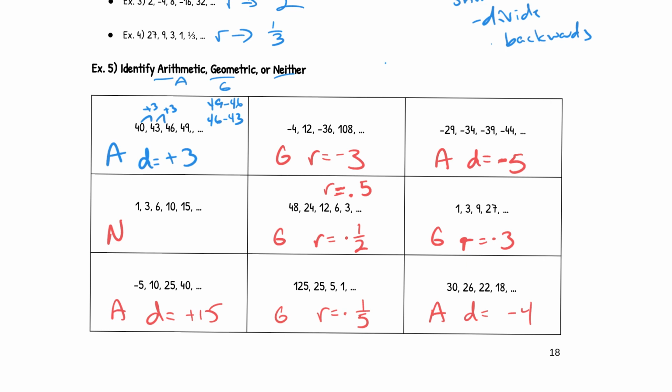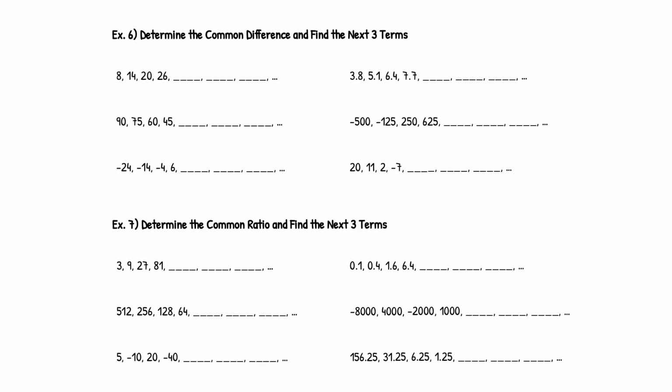The only one that really needs to be spoken about is the fourth one there. That's a neither. You can see it's going up by 2, it's going up by 3, it's going up by 4, it's going up by 5. That's a totally different type of sequence that we're not going to study, even though you can probably figure out the next 3 terms if I ask you to. The rest of them are a little more straightforward there.